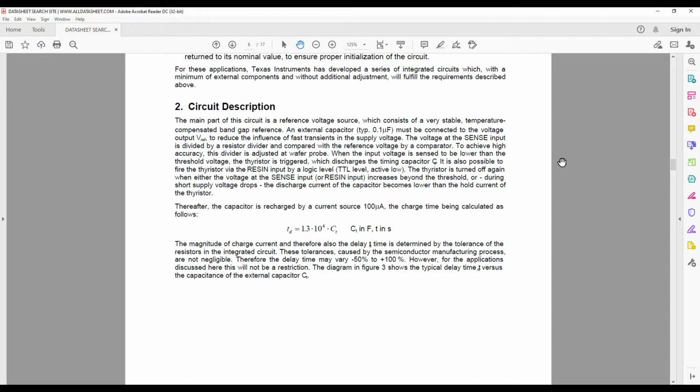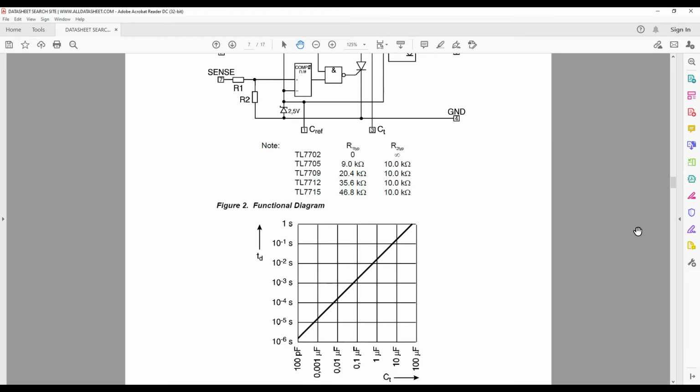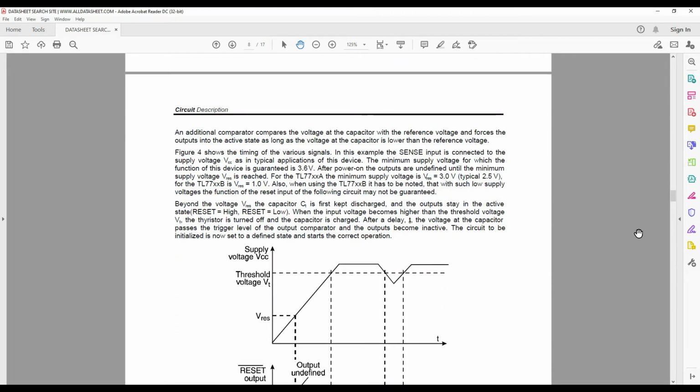The diagram in Figure 3 shows a typical delay time versus the capacitance of the external capacitor. An additional comparator compares the voltage at the capacitor with the reference voltage and forces the outputs in the active state as long as the voltage at the capacitor is lower than the reference voltage. Figure 4 shows the timing of the various signals.